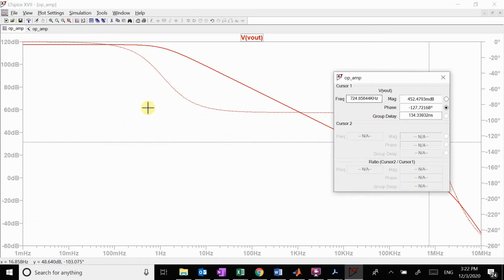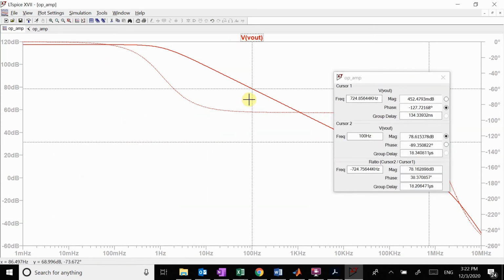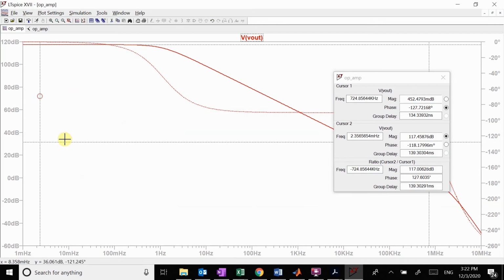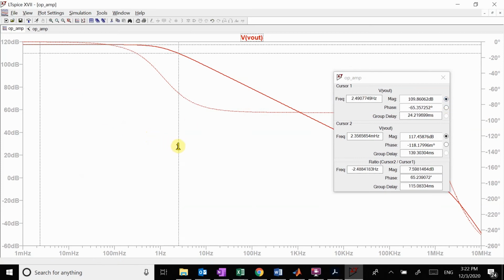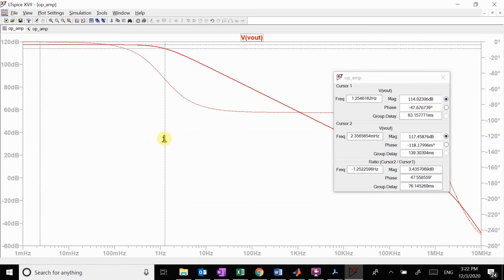So now let's look at what our 3 dB point is. Okay, so we are going to change this around to magnitude, and we want to find our 3 dB point. So we're going to go to 3 dB, right around there, and we see our 3 dB point is at 1 hertz. So this amplifier has a bandwidth of 1 hertz.